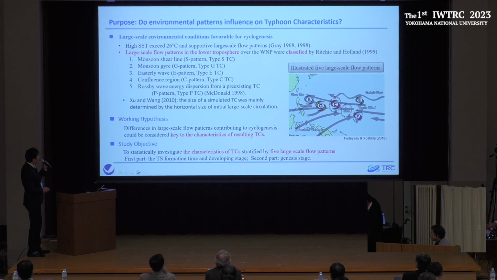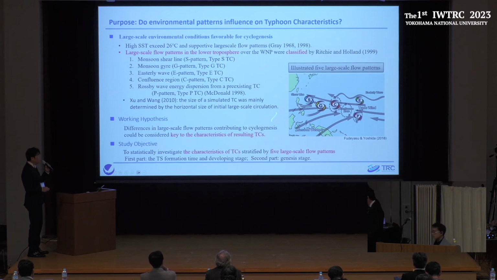Pacific. One of these studies, Ritchie and Holland, statistically investigated the large-scale flow pattern over the Western North Pacific and classified around 200 cyclogenesis cases into 5 large-scale flow patterns. Here are illustrated the 5 large-scale flow patterns.